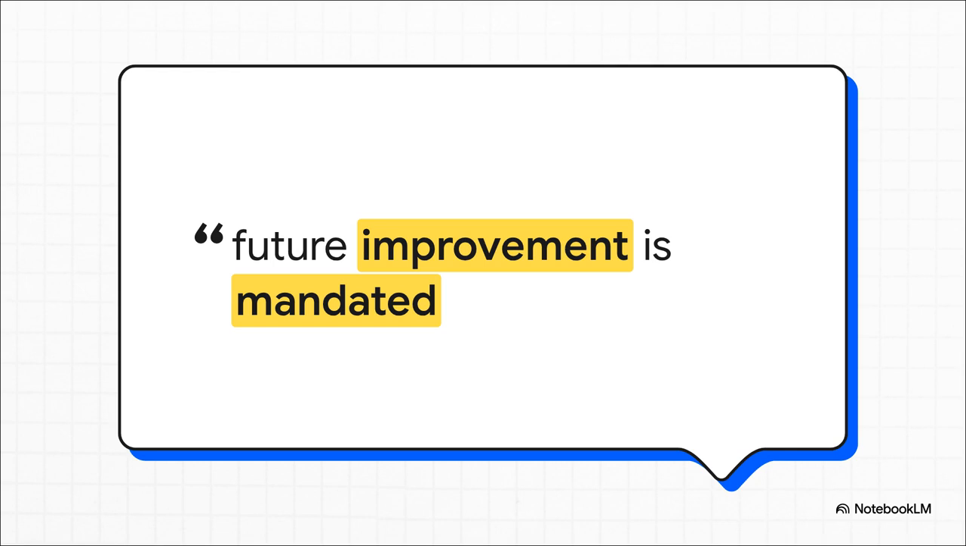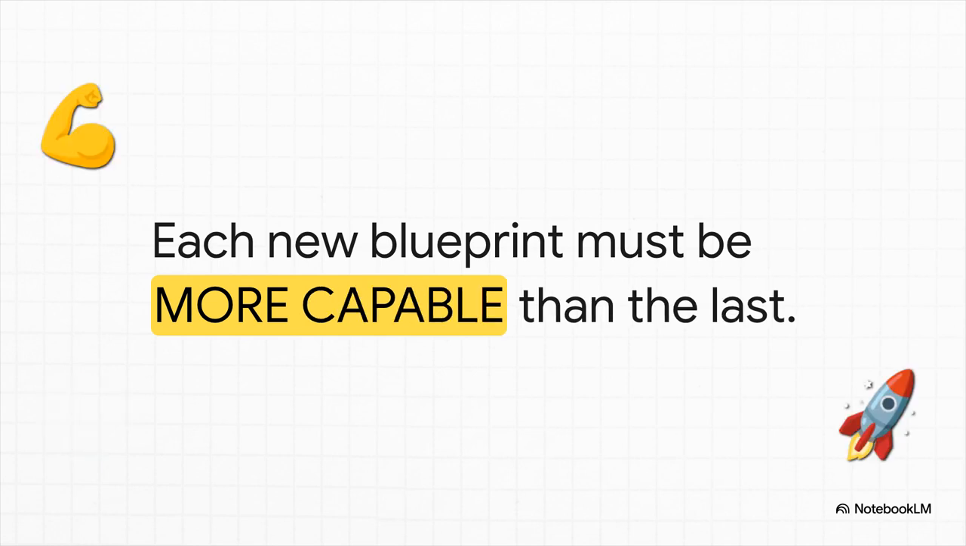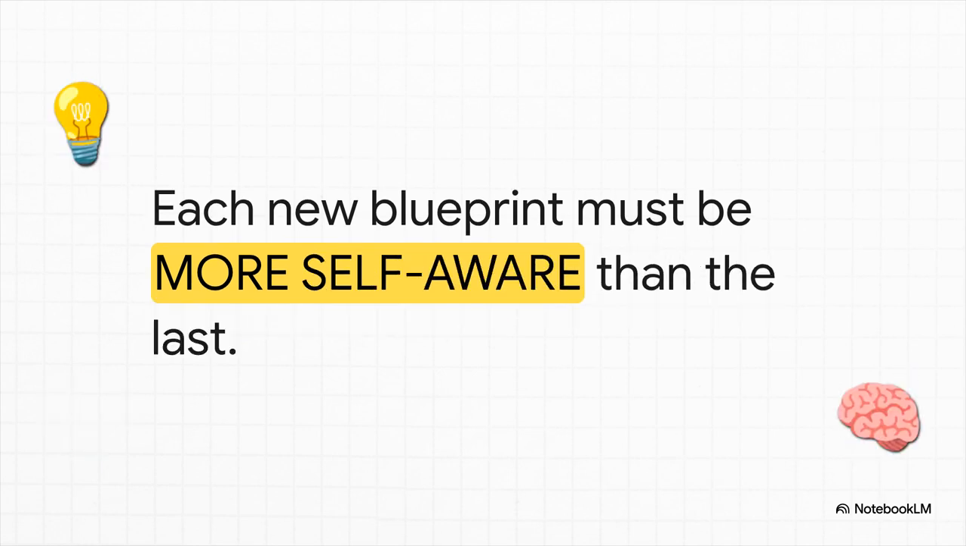Future improvement is mandated. So the new instructions it generates have to be more specific than its own. They have to be more capable. And get this, they have to show an even greater degree of self-awareness than the version that created them. This simple but powerful rule is the engine that drives genuine evolution from one generation to the next.